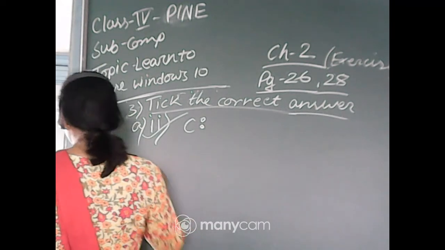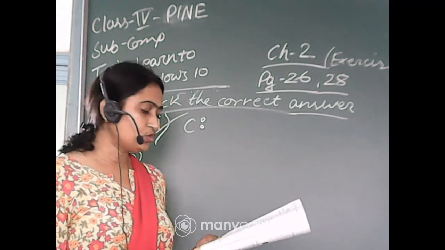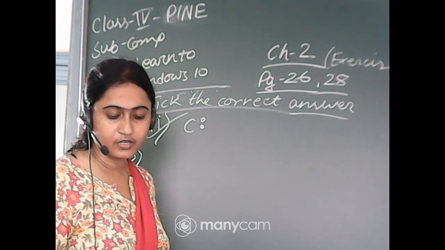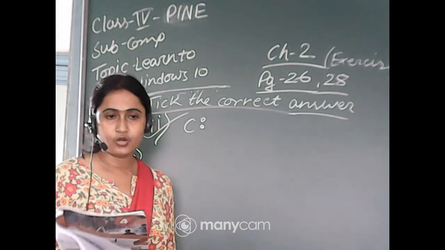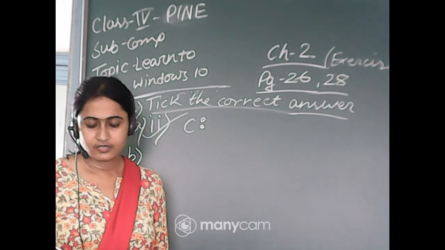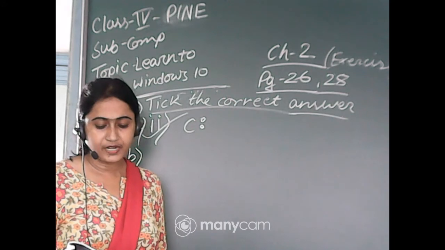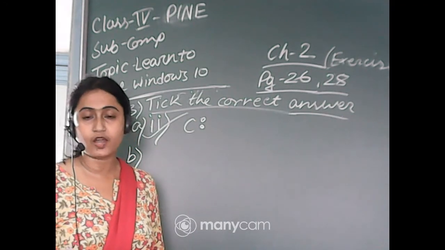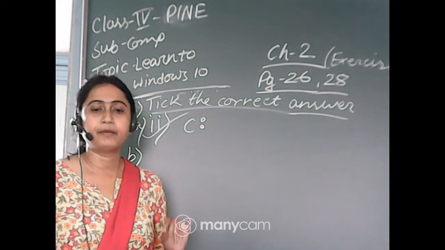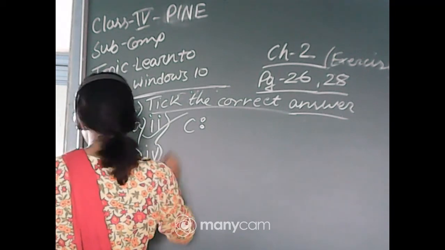Next number B. When we click on the dash to open a file, just dash click on the folder or file you want to open. Which one? Option 1, 2, 3 or 4? Left, single, right, double. No, beta Jareen. To open a file, just double click on the file or folder you want to open. If you select the file, you have to single click. Single click, select only. But double click can open. So correction, beta. Option 4 is the correct answer. Double.